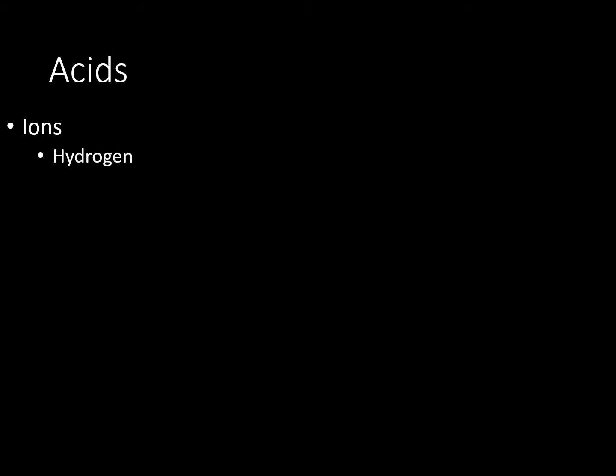Acids give off hydrogen ions or hydronium ions, depending on who you ask. In physical science, we generally go with hydrogen ions. So this would be an H plus ion. They have a pH of 6 or less.